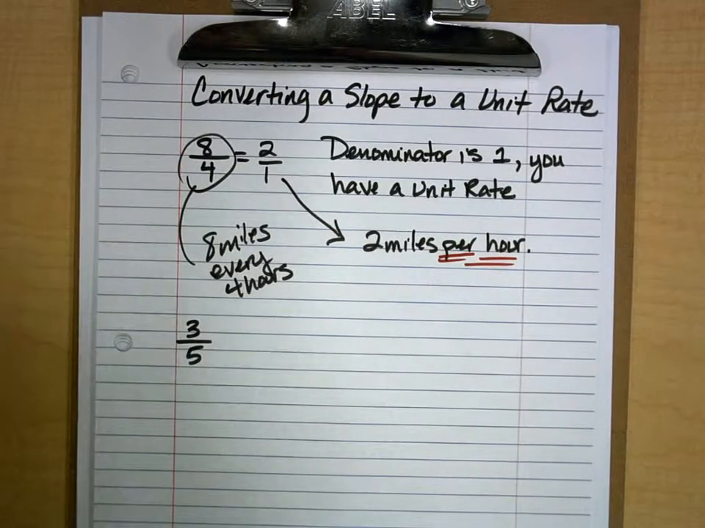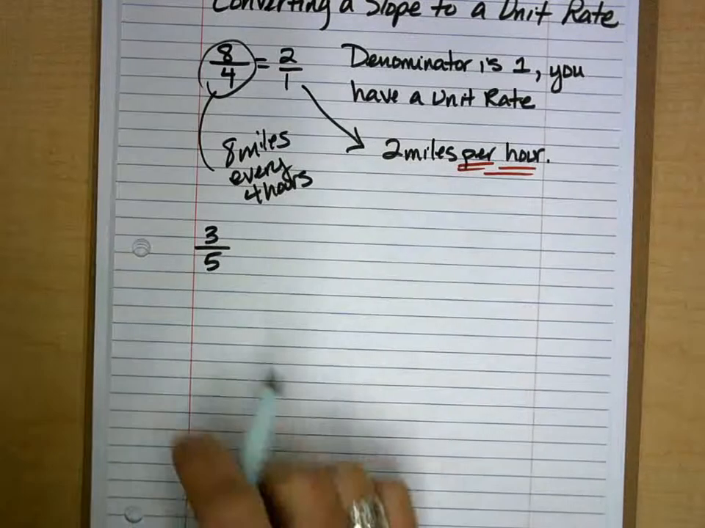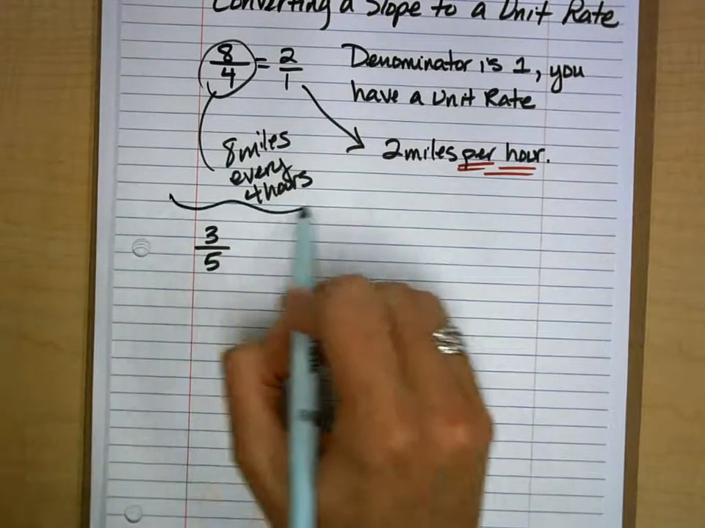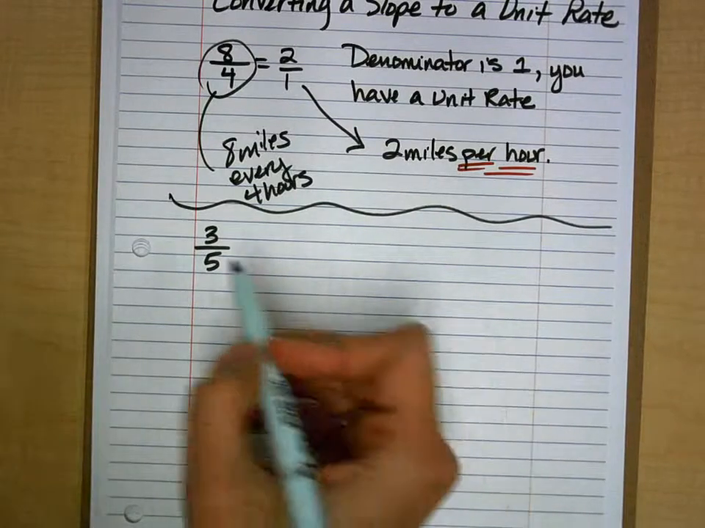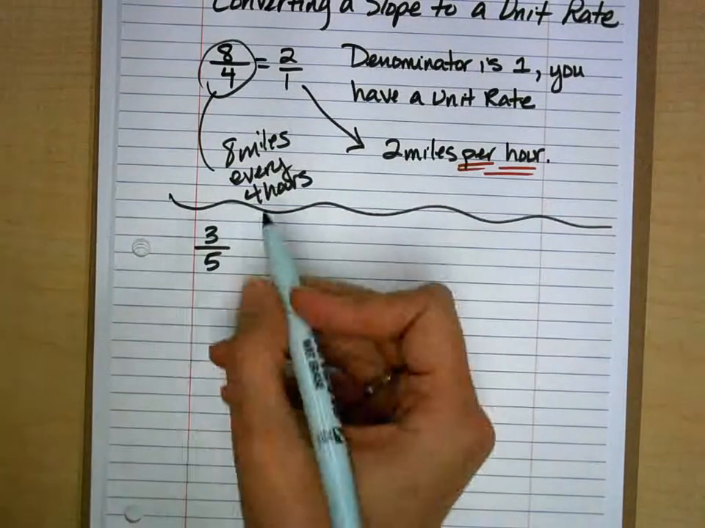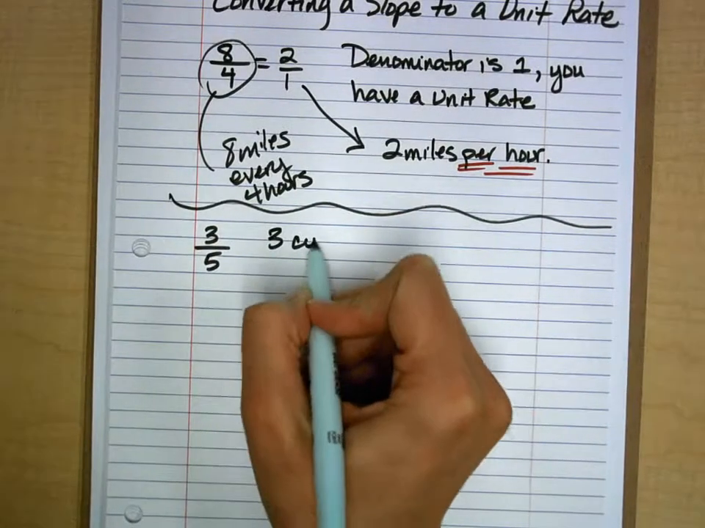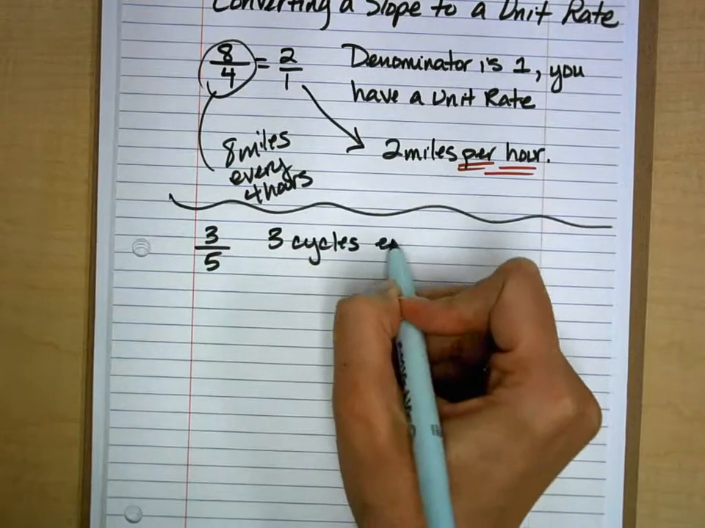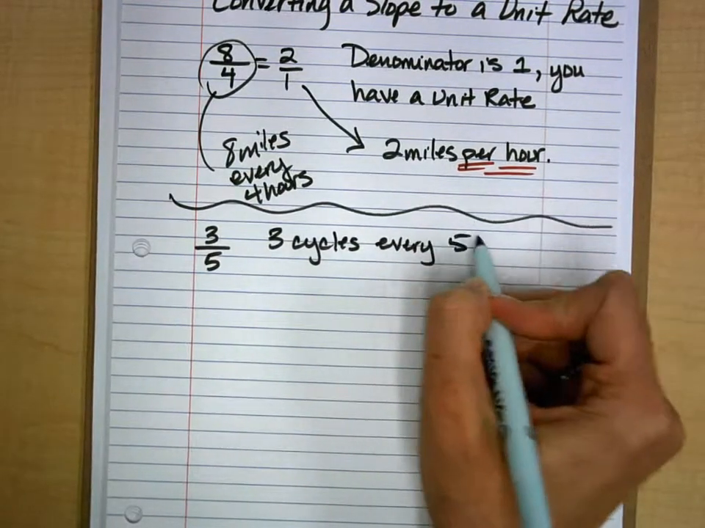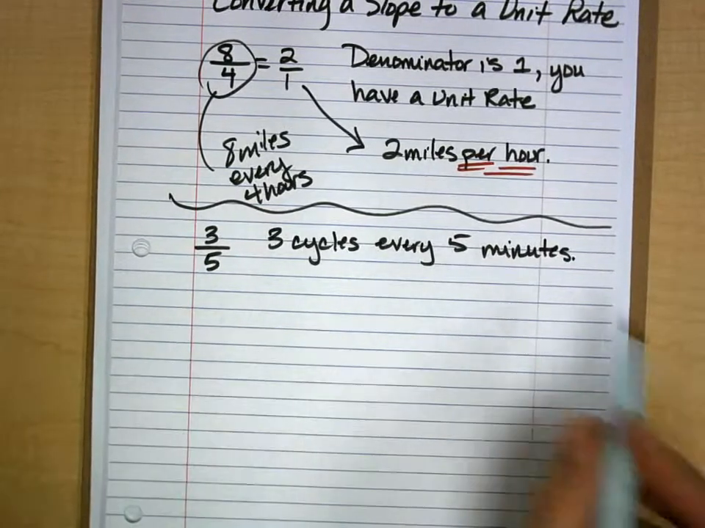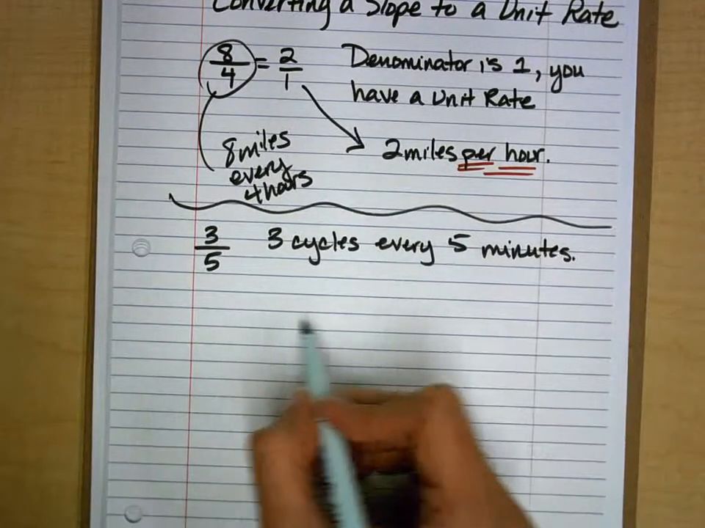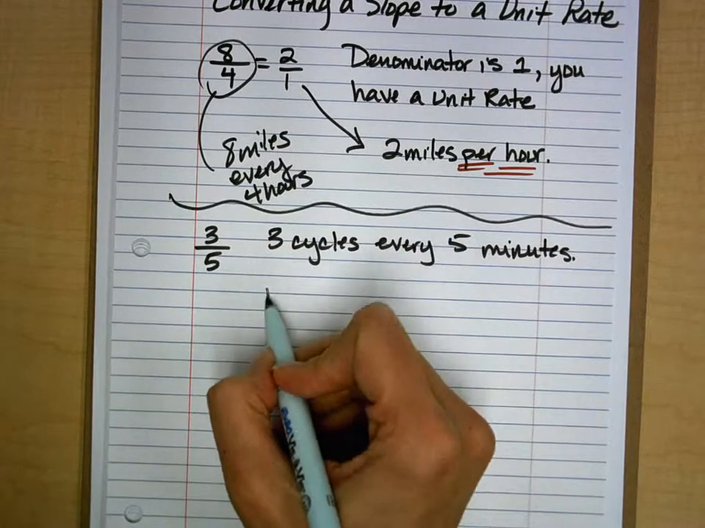Okay? But things get a little weird when your fraction doesn't simplify nicely. So here's a second example for you. And let's just say that this is something, we don't know what it is, but it's 3 cycles every 5 minutes. And you're asked to find a unit rate so that you can figure out how much it is every 1 minute. Okay?